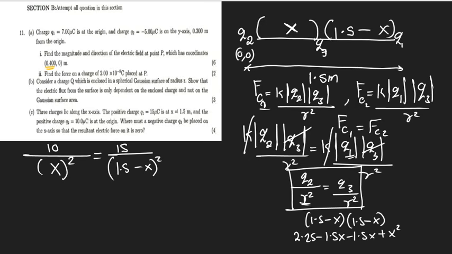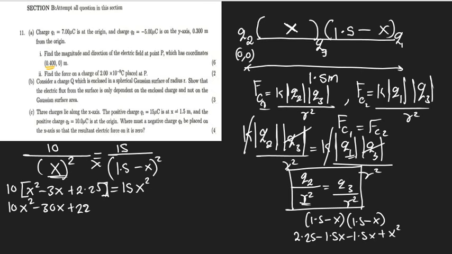So together, we cross multiply. We are going to have 10 open bracket x to the power 2 minus 3x plus 2.25 close bracket, equal to 15x to the power 2 when you cross multiply. Now this is going to be 10x to the power 2 minus 30x plus 22.5 equal to 15x. So let's now make a quadratic equation. If we push everything to the other side, we're going to have plus 30x because it will be positive, minus 22.5, equal to 0.